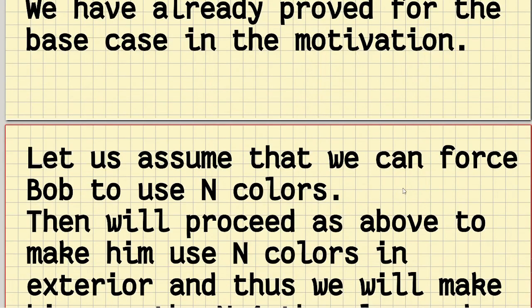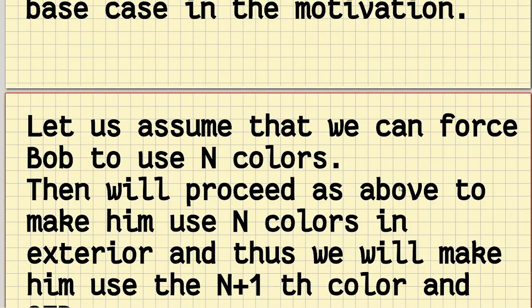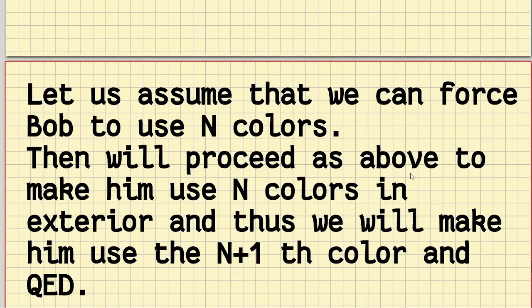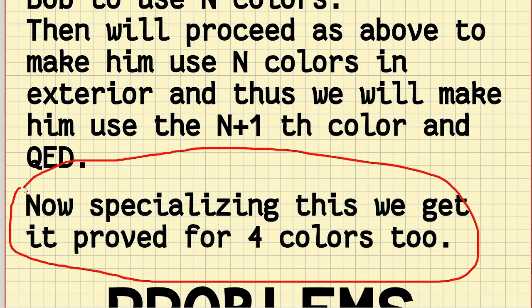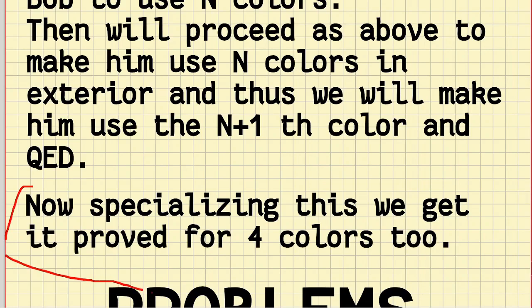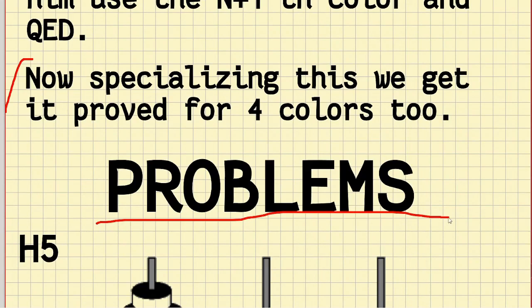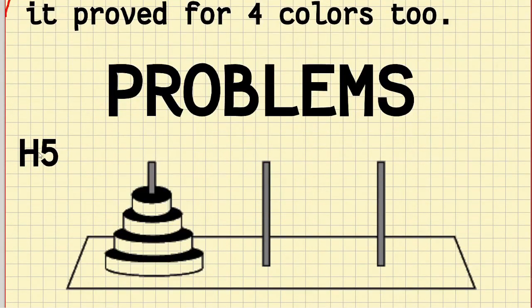Then we will proceed as above to make him use n colors in the exterior, and thus we will make him use the n plus 1 color. So the proof was already in the motivation. So this problem is now concluded since we can force Bob to use the n plus 1 color, and now we can specialize it for 4 colors. And now we are done. Since I proved the general case in the motivation and now specialized it, I have done it for 4 colors. And for problems, I have given just a small problem set here.